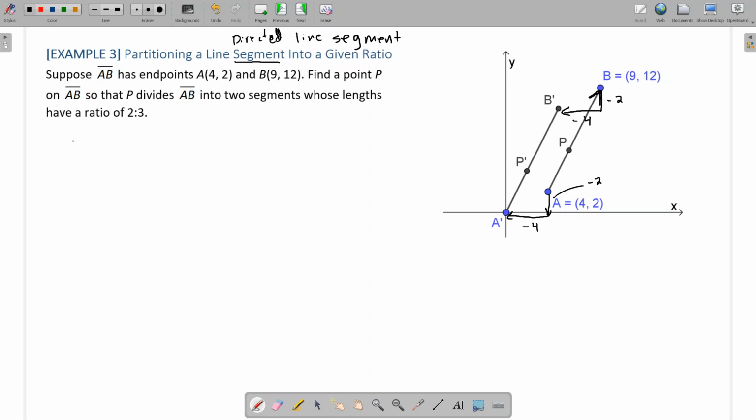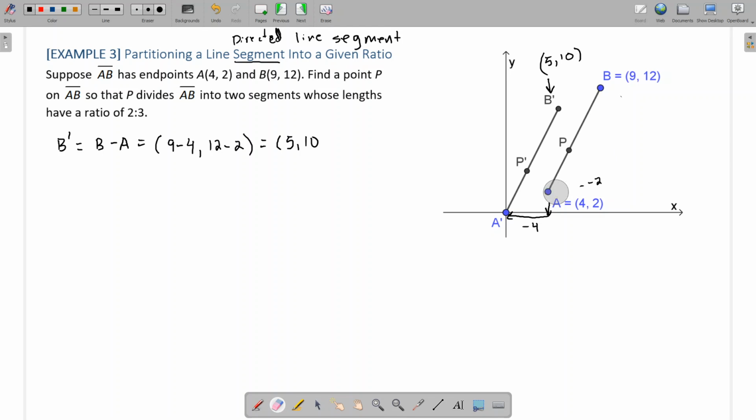A different way of thinking about that is the image of B, that's what I mean by B prime, where it gets sent to, is really found by taking B and subtracting A. You just take this point and you subtract this point. So what that would look like is you're going to take the x's, subtract their x's, so 9 minus 4, you get 5. And then do the same thing with their y's, 12 minus 2. So that gives us the image point of 5, 10. So this point right here is really 5, 10.